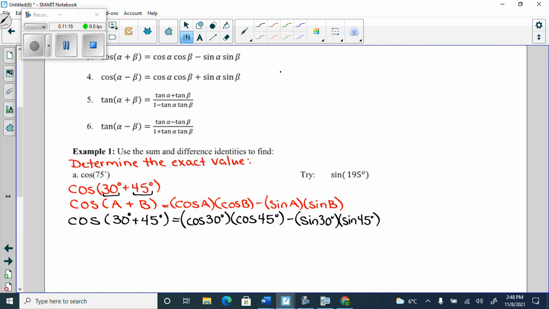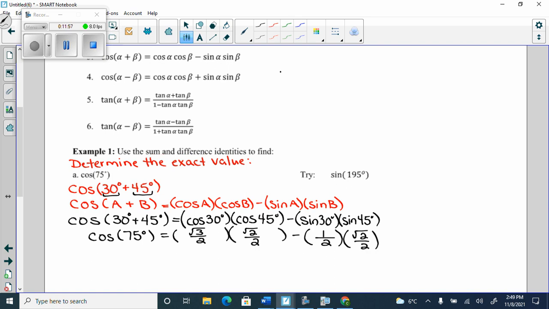Because this is the same as cos of 75, correct? So I can go cos 75 degrees equals. Now I go to my unit circle immediately. What is cos of 30? Root 3 over 2. And then what's your cos at 45? Root 2 over 2. Minus sine at 30 is a half. Sine at 45, root 2 over 2.